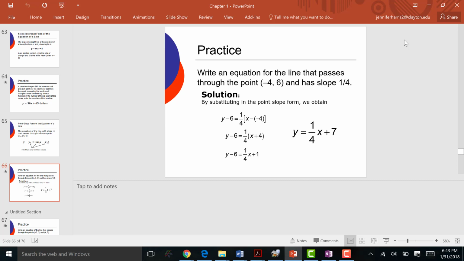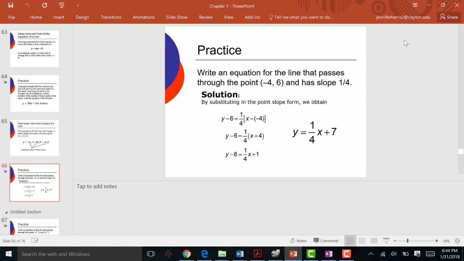What's the point that they gave us over here on the overhead screen? -4, 6. Okay, so your point is -4, 6. I'm going to label them X1, Y1. Did they give me the slope? 1/4. Okay, so the slope equals 1/4. I'm literally going to plug those numbers in for the ones I circled. I circled Y1, the M, and X1. I'm going to plug those numbers in.